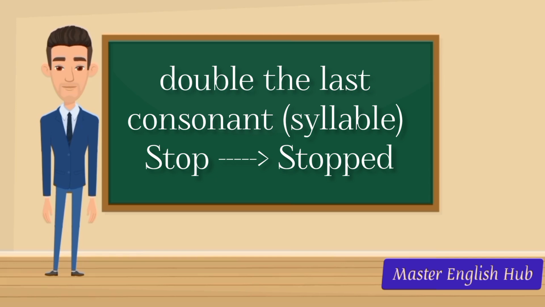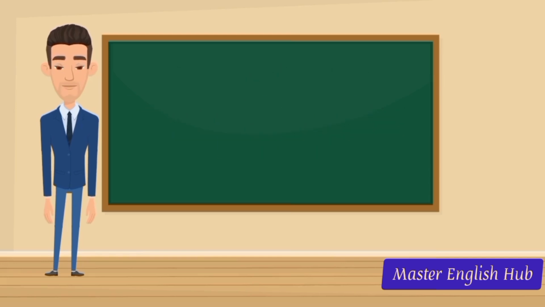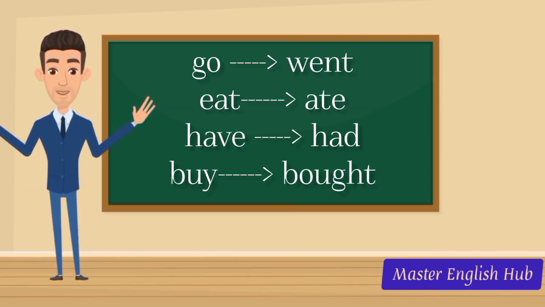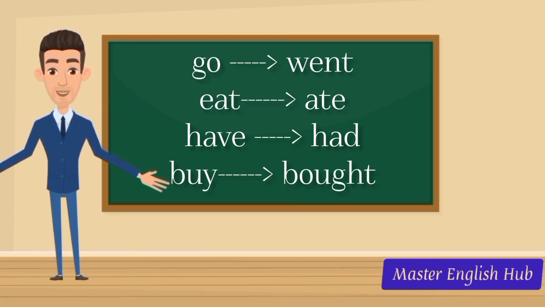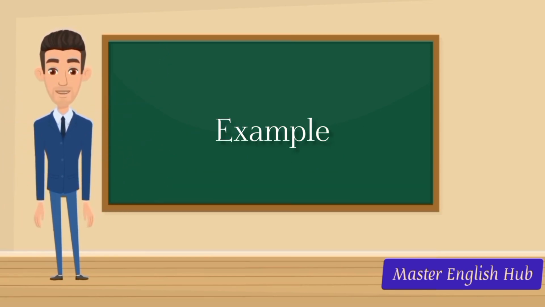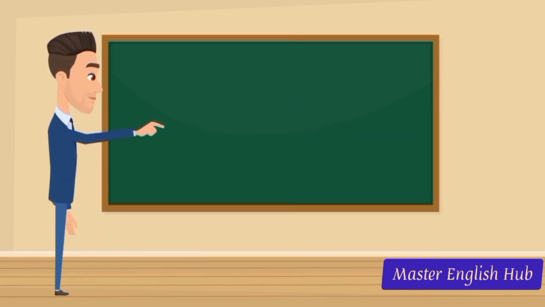Stop, stopped. For irregular verbs, there is no rule. You must learn them by heart. Go, went. Eat, ate. Have, had. Buy, bought. Example: she went to the park. I ate pizza last night.